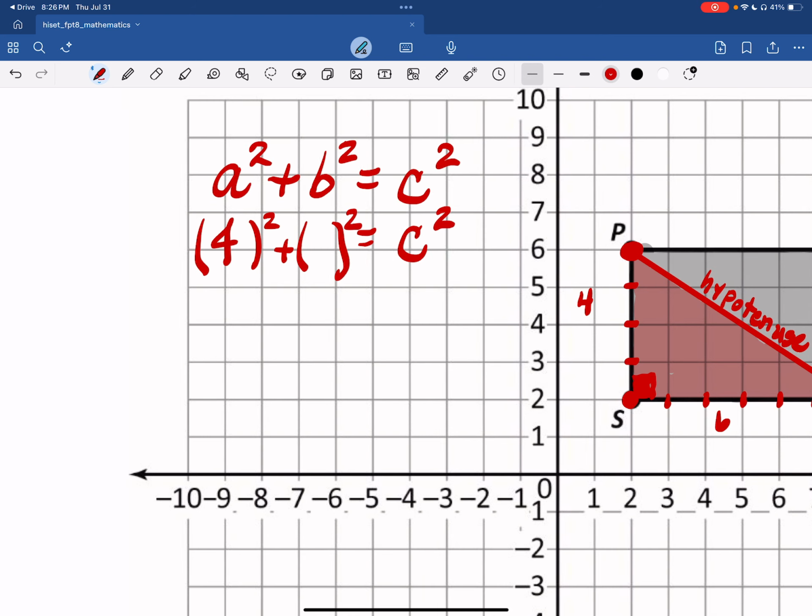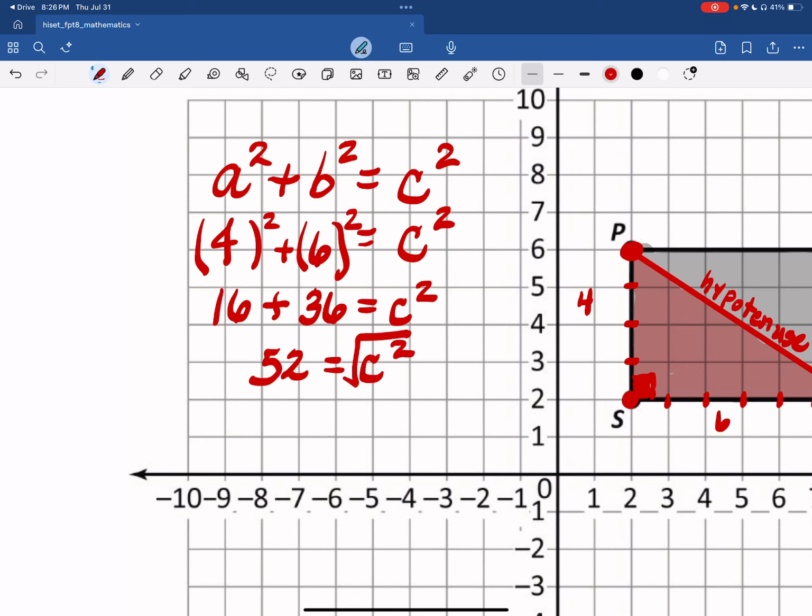And you can use them interchangeably because you're adding. 4 to the second power is 16. And 6 to the second power is 36. And together those will be c squared. 6 and 6 is 12. Carry 1, that's 52, is c squared.